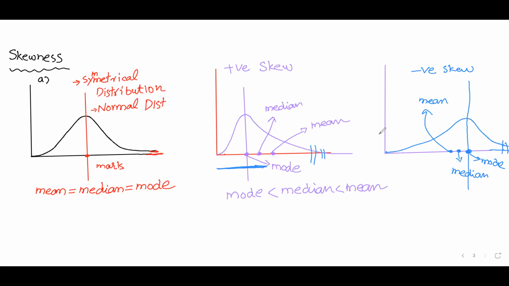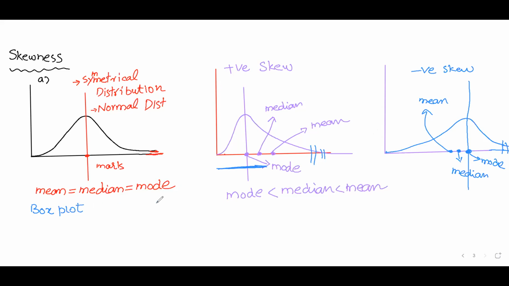Now you should understand what skew is: positive, negative, and symmetrical skewness. Okay, you guys understand? Okay, so one more concept. We will plot a box plot.